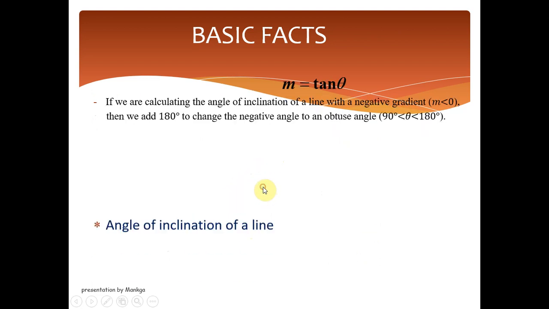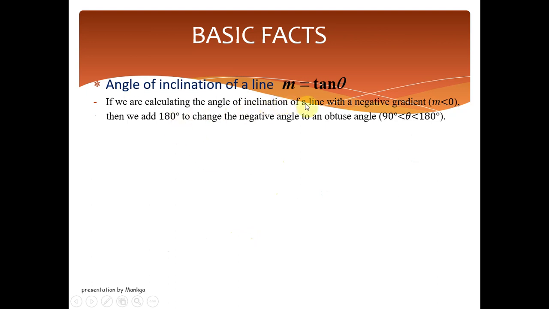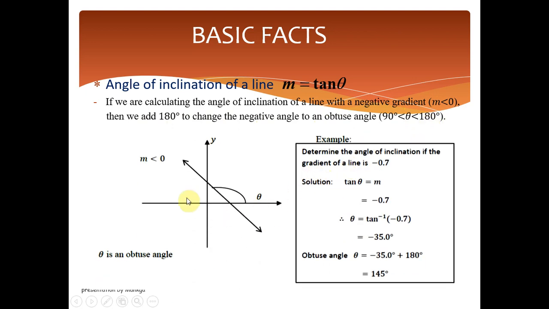Let's look at another example. If we calculate the angle of inclination of a line with a negative gradient, m will be less than 0. Therefore, we add 180 to change the negative angle to an obtuse angle, where theta has to lie between 90 degrees and 180. An example will be this one.